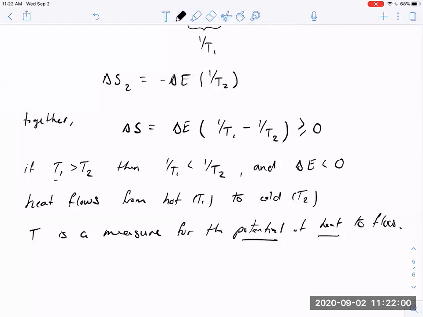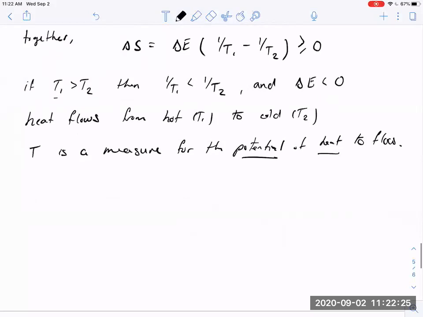If I reversed it, if the system over on the right, system 2, were hotter, energy would have flowed in the opposite direction. If the temperatures are equivalent, then there is no potential for heat to flow. No spontaneous change would occur that would change the energy.